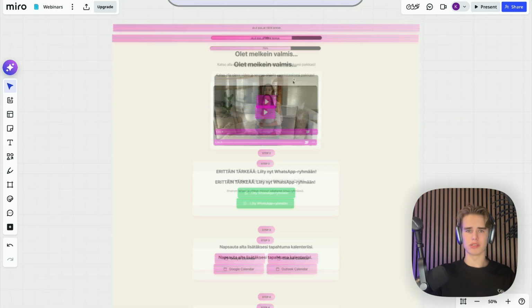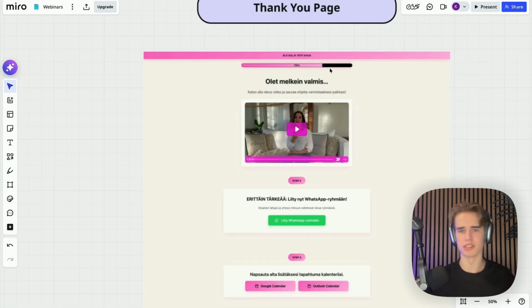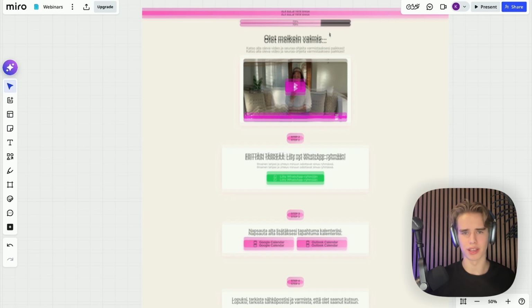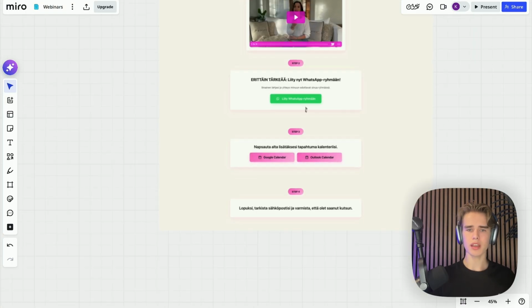What we usually like to do is say, don't close this page, with a progression bar, which is obviously fake. Not really, it's not actually that fake. Then the video, a thank you video: thank you for signing up, do these next steps, join the WhatsApp group, add this to your calendar, check your email for more info.